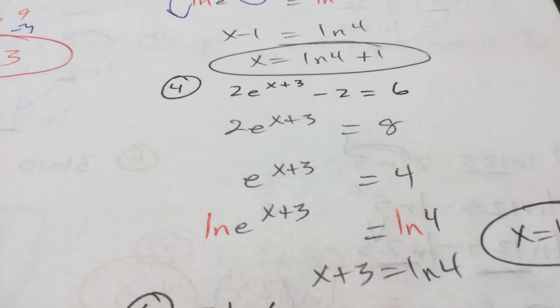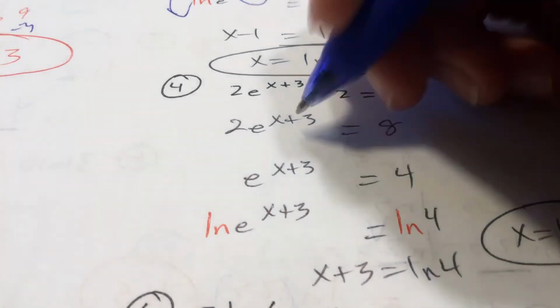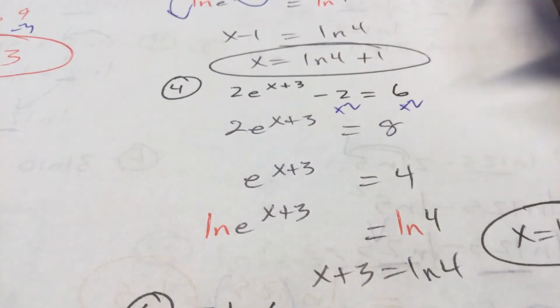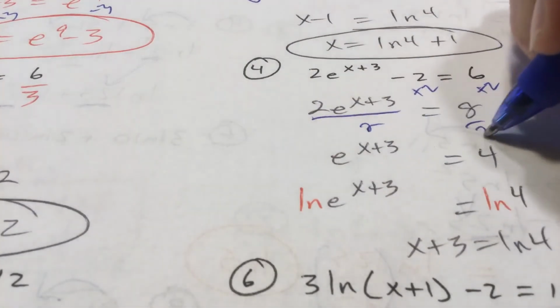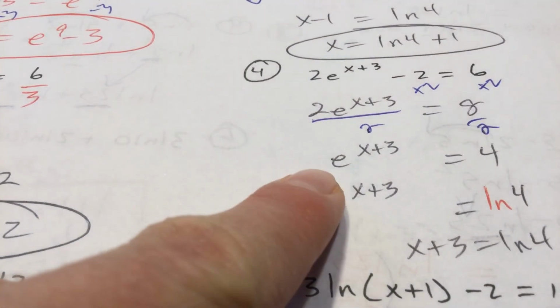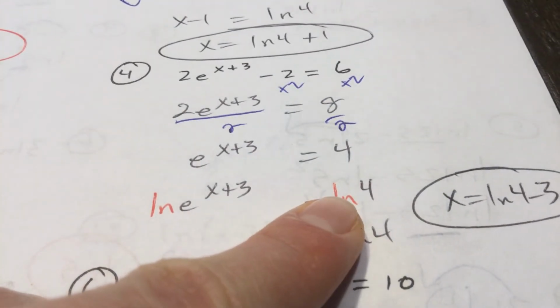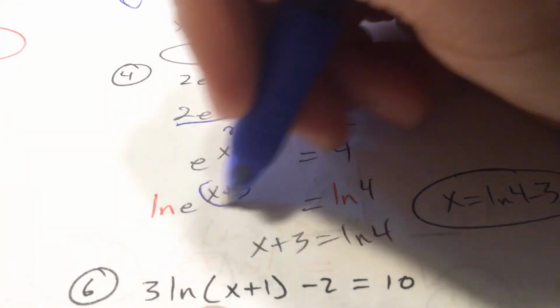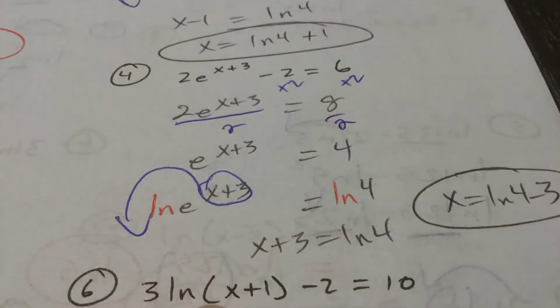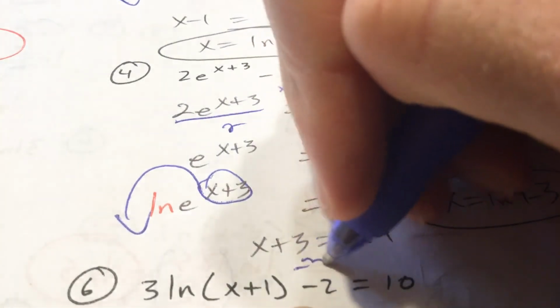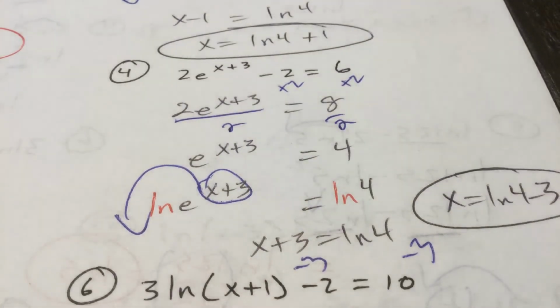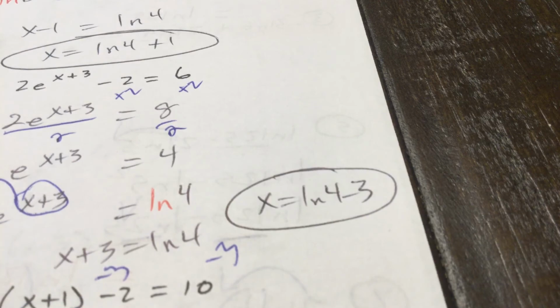Again, I got e. What I got to do first is I got to add 2 to both sides. I want e all by itself, so I need to divide both sides by 2. Now I got e all by itself. How do I get rid of that e? I attach natural log to both sides. Then that exponent x plus 3 comes on down. X plus 3 equals natural log 4. I'm going to subtract 3 from both sides again. Natural log 4 is its own number. It's not going to be natural log 1. It's going to be natural log 4 minus 3.